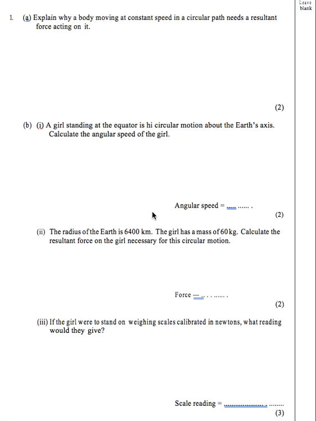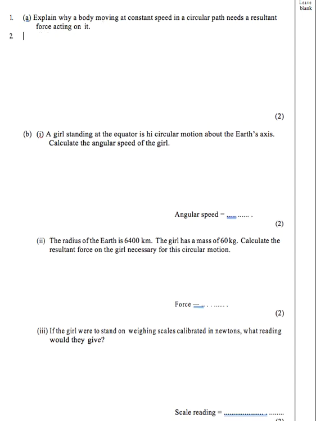Here is the solution to the circular motion girl on the scales question. And the question begins, explain why a body moving at constant speed in a circular path needs a resultant force acting on it, for 2 marks. Well, the velocity is changing since velocity is a vector.